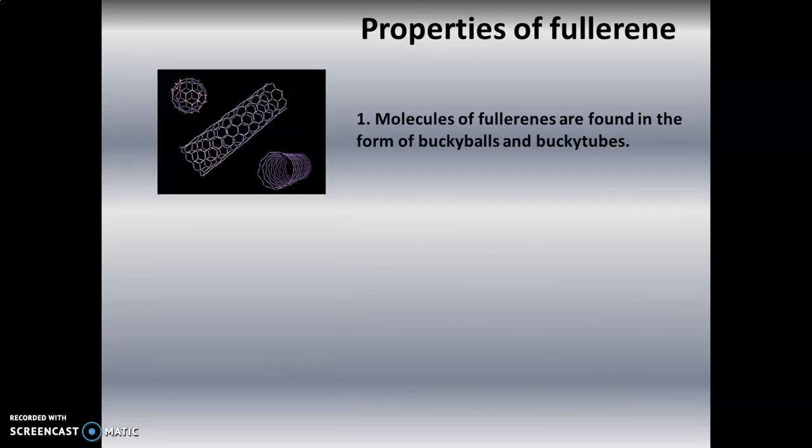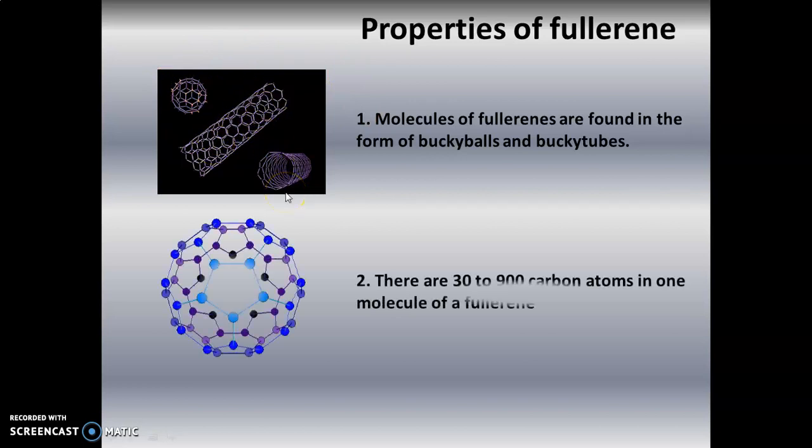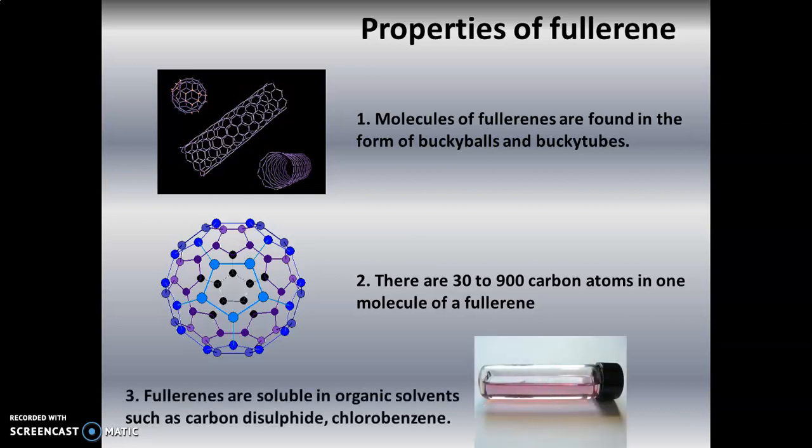The molecules of fullerene are found in the form of buckyballs and buckytubes. Okay, so a ball-like structure is a buckyball, and tube-like structures are buckytubes. Then there are about 30 to 900 carbon atoms in one molecule of fullerene. So we could see such big numbers, because it ranges from 30 to 900 carbon atoms. Then fullerene is soluble in organic solvents such as carbon disulfide and chlorobenzene. So this is a form of carbon which is soluble. Diamond and graphite were not soluble.